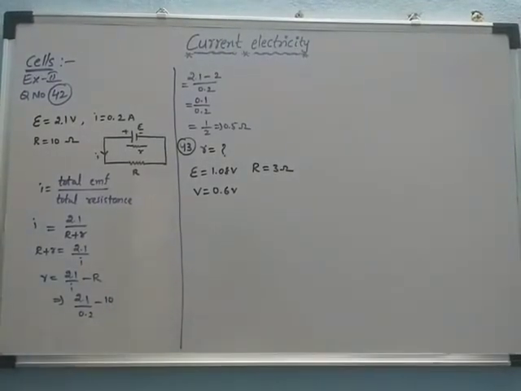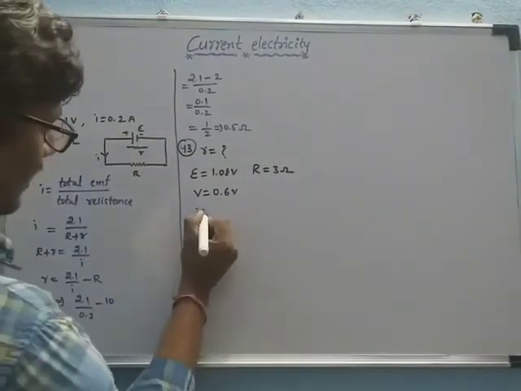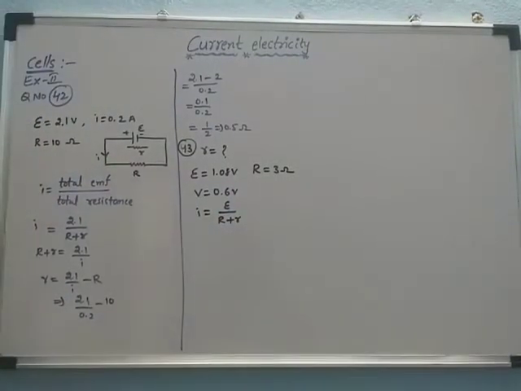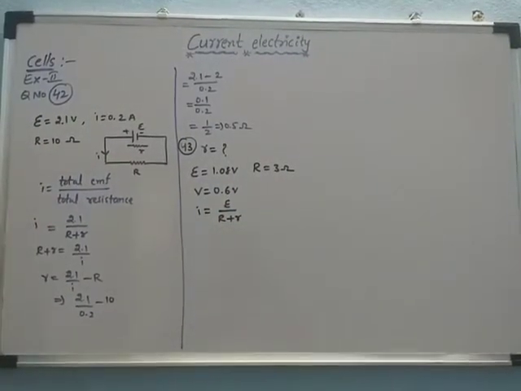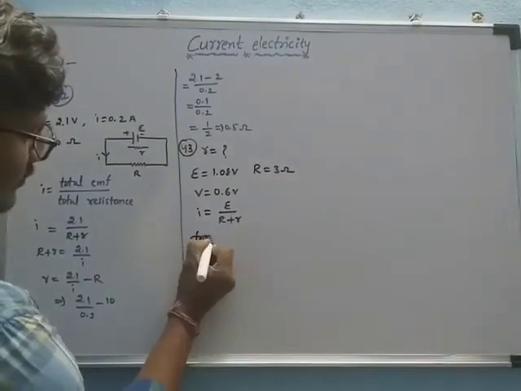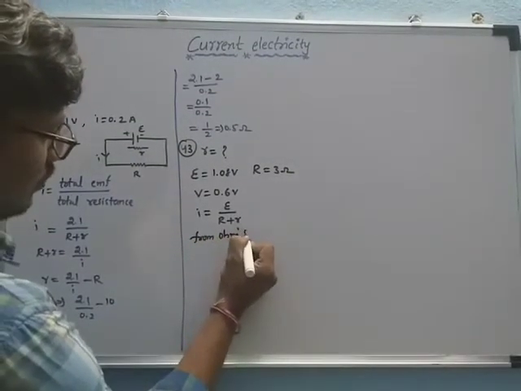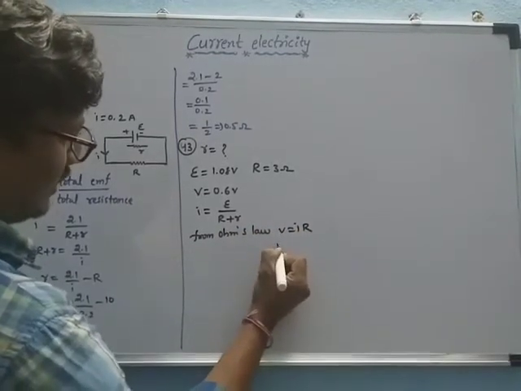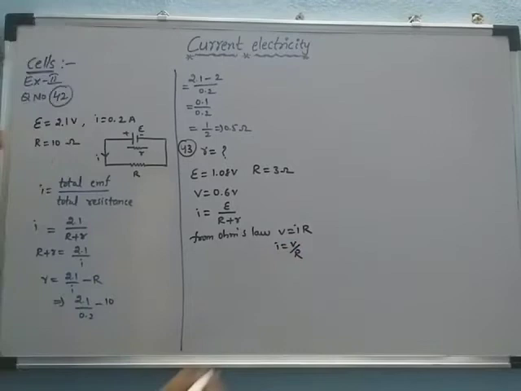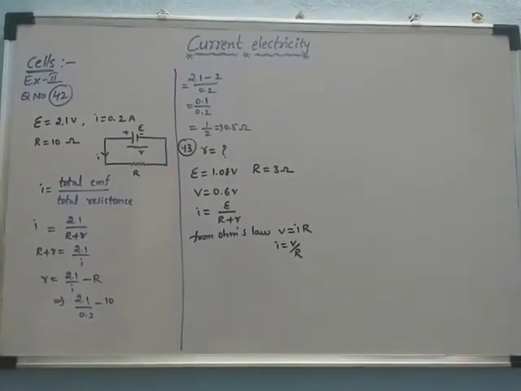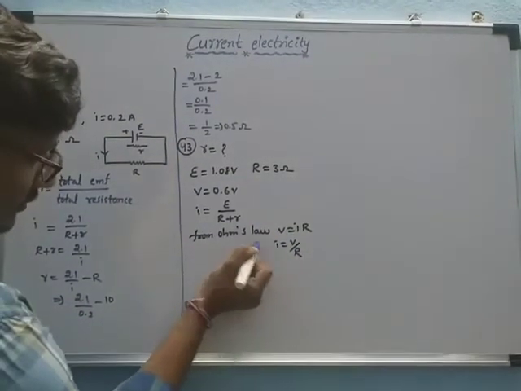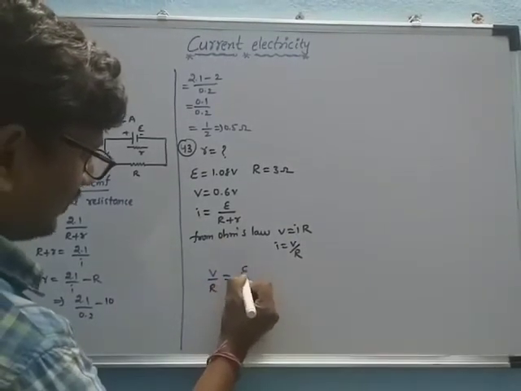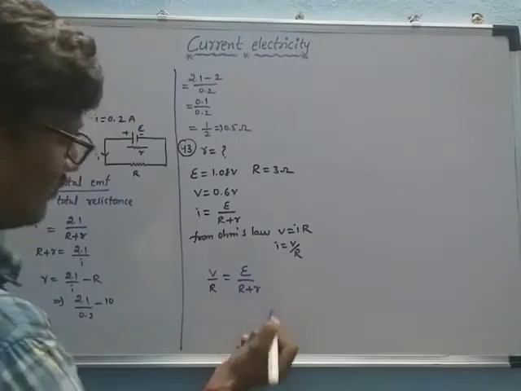But here the current is not given. So again, using the current is equal to total EMF by total resistance, that is E by external resistance plus internal resistance. From Ohm's law, V is equal to I into R, then I is equal to V by R. Substituting this I value, V by R is equal to E by capital R plus small r.